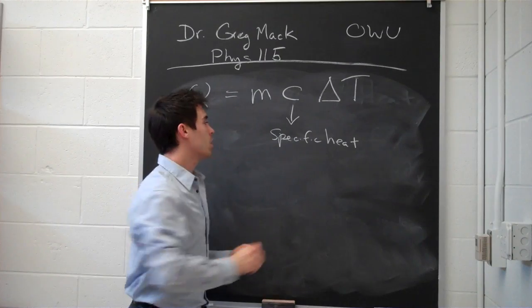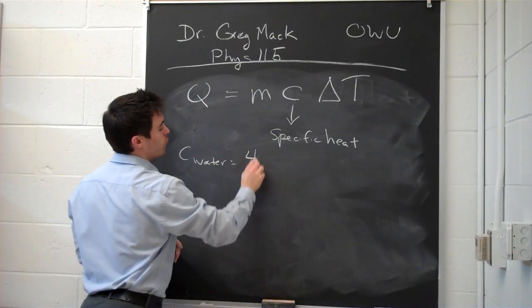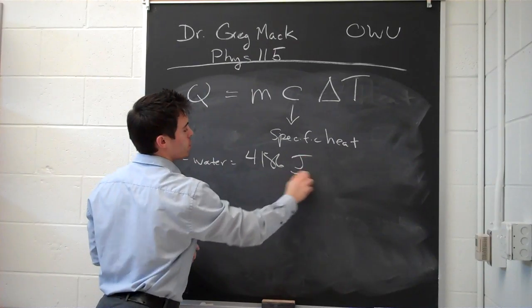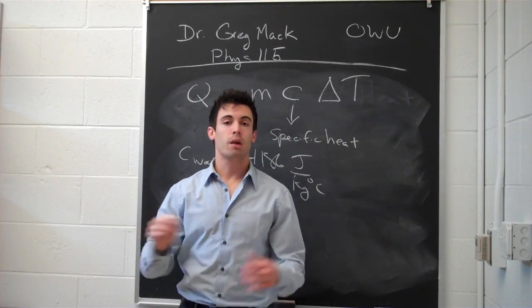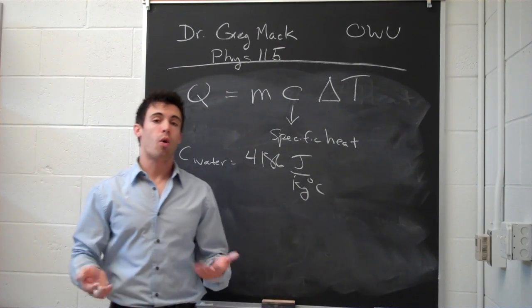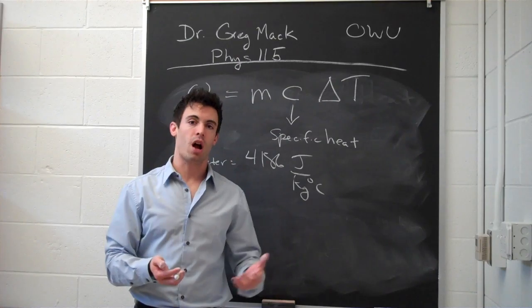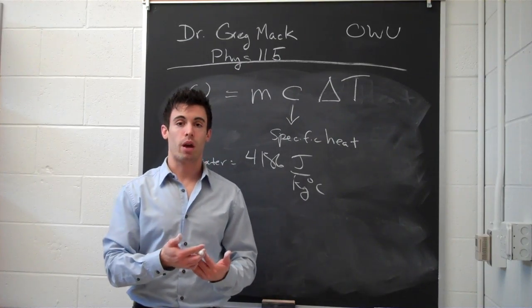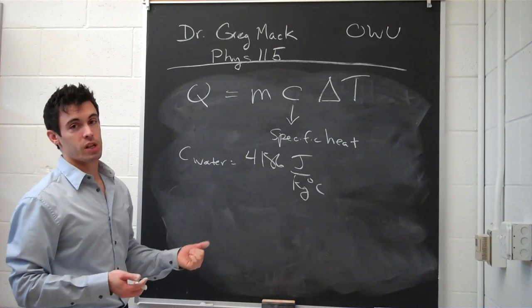Okay, for water, it's 4,186 joules per kilogram degrees C, which is relatively high compared to other things. That's why it takes water so long to heat up, or for your hot cup of coffee or hot cup of tea to cool down. It's because of how large the specific heat is.